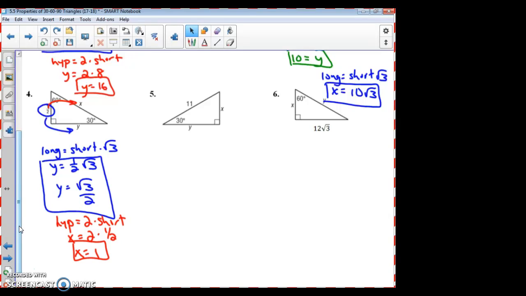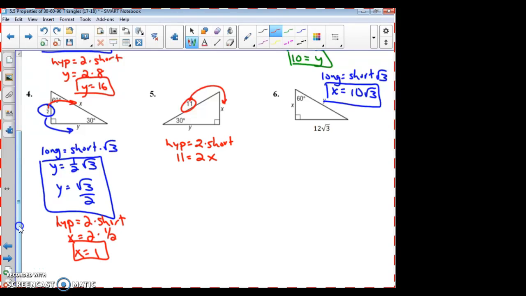So now that you have tried question 5, the hypotenuse is 11, working towards the short side. The hypotenuse equals 2 times the short side, so 11 equals 2x. Dividing by 2, the short side has a length of 5.5.